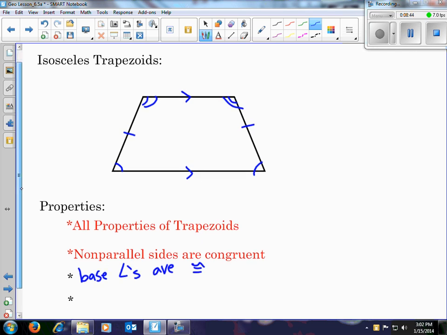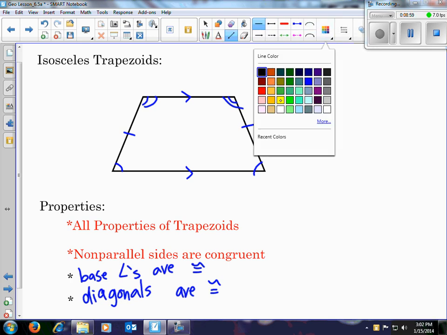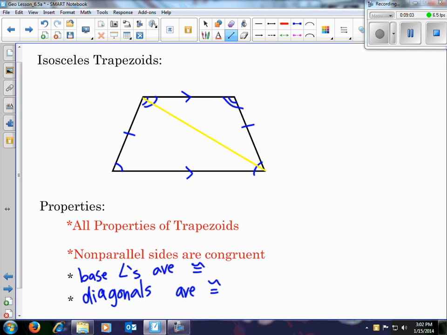And our last property is that our diagonals are congruent. Just like a rectangle, our diagonals of our trapezoid are going to be congruent. So I have a diagonal here and a diagonal here. And they don't bisect each other, keep that in mind. They are just congruent.